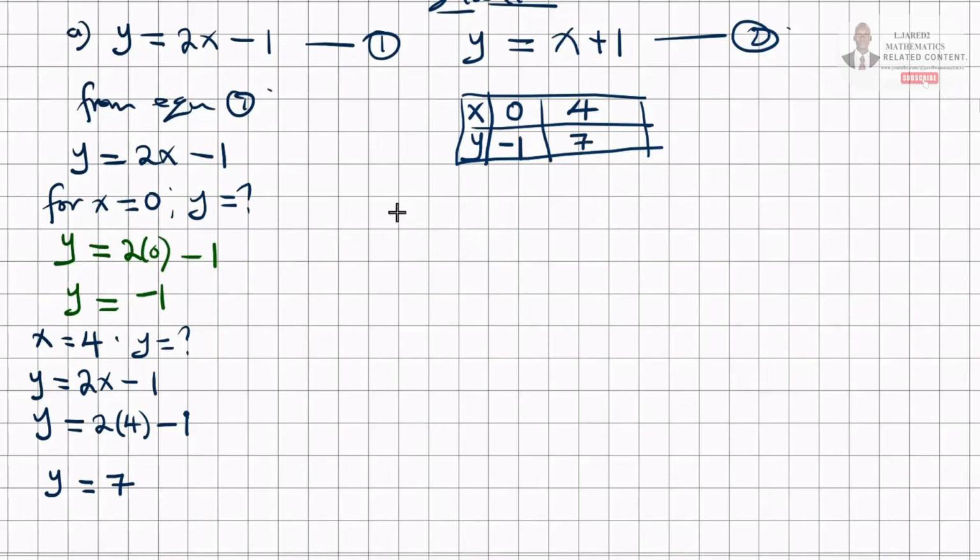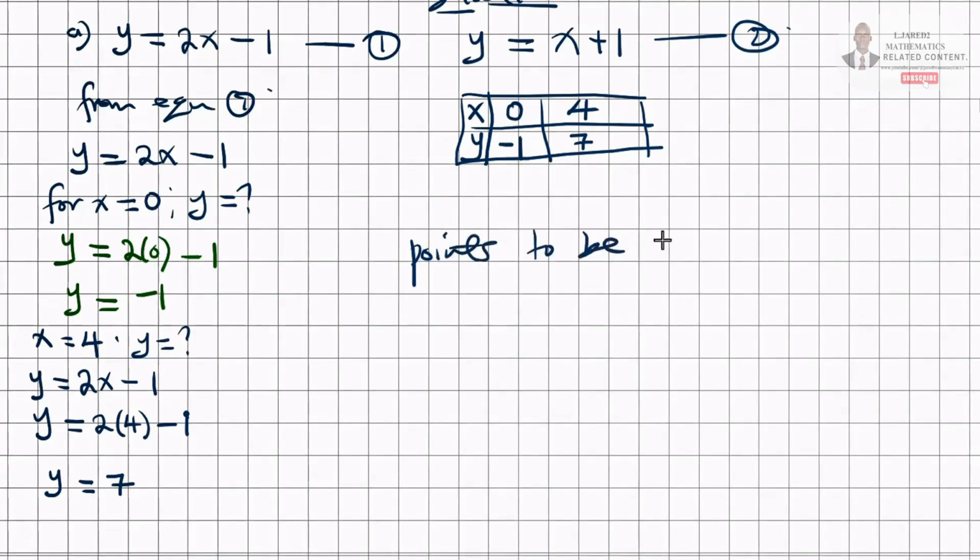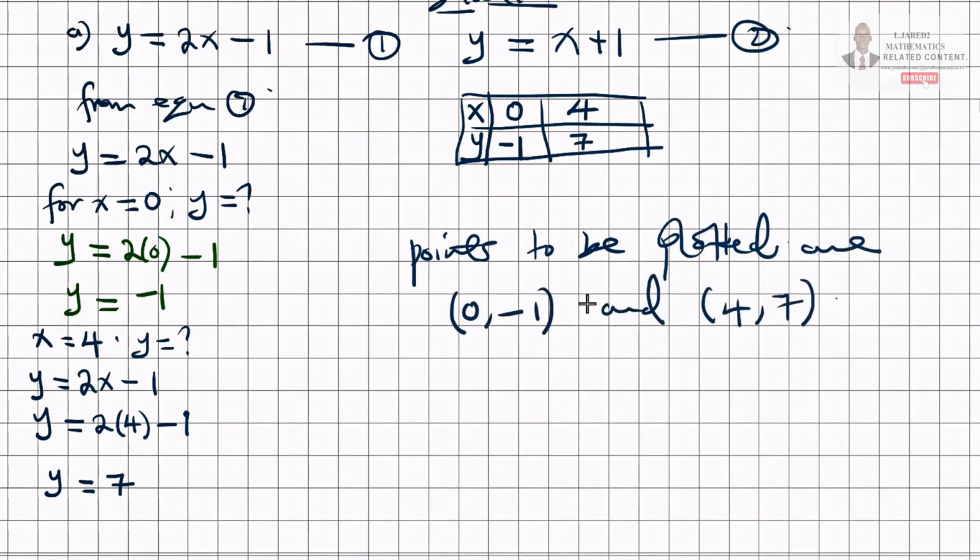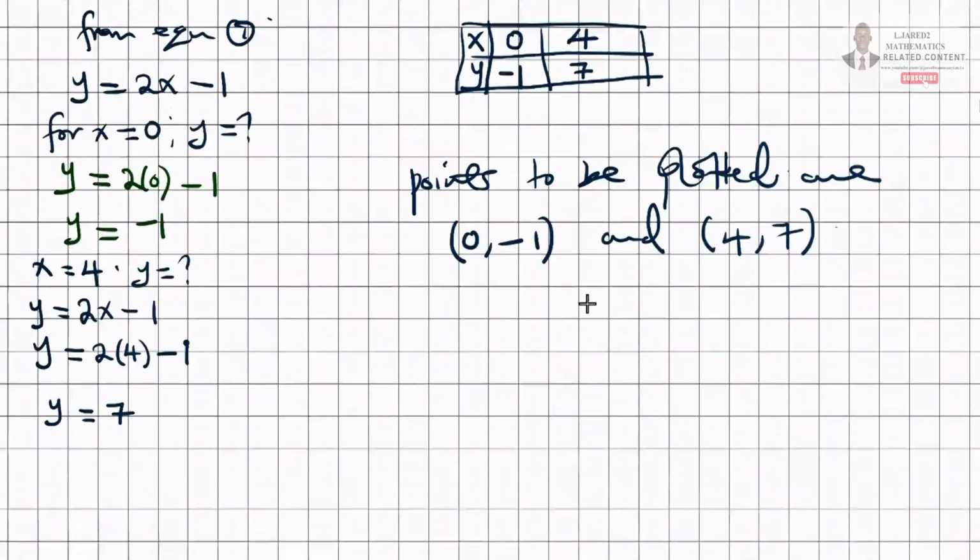Having obtained that, the two points that we have to plot for equation 1 are (0, negative 1) and (4, 7). So let us work out equation 2.